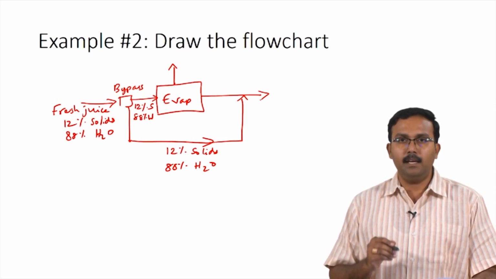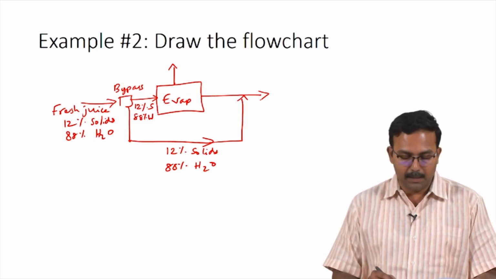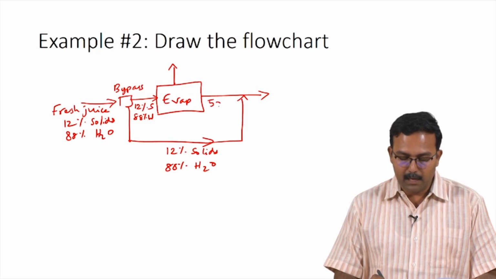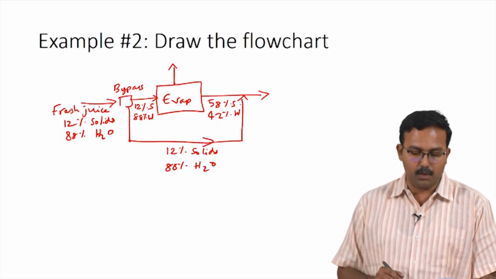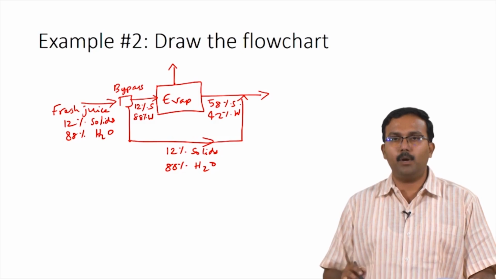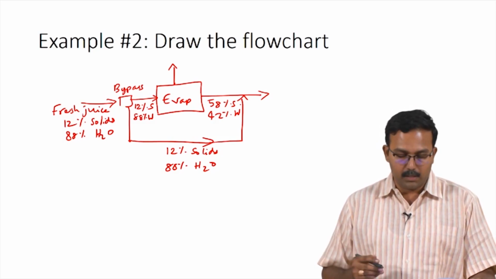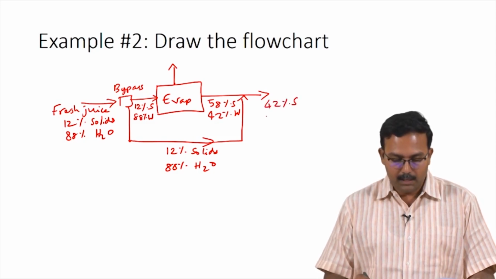It has been told that the concentrated solution or the concentrated juice leaving the evaporator would contain 58% solids and the rest would be water. So, let us call it 42% water and 58% solids. This is being mixed so that you get the final product which is the desired concentration of the solids. So, that would be 42% solids and the rest 58% would be water.